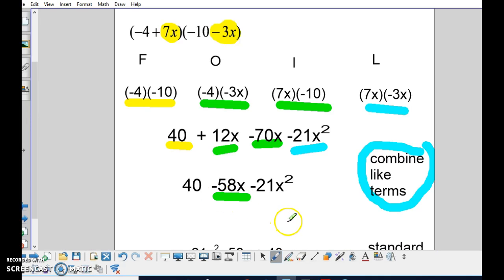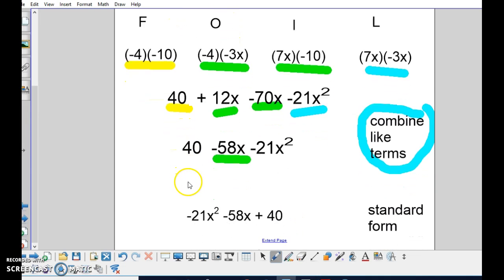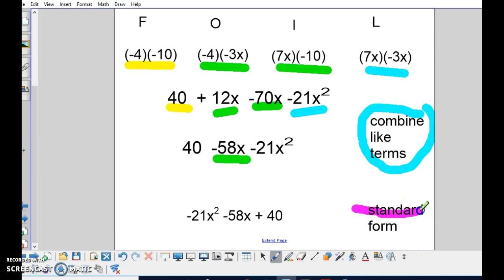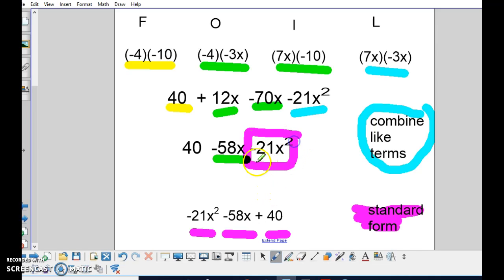So now I have a trinomial. I have 3 terms now. And last but not least, what did I do? I put this in standard form. Standard form is the variable with the highest power goes first, and then we go descending. I want you to remember that this negative sign goes with the 21. So it's -21x squared, the -58x, and the +40. Okay? So if you need to pause or rewind and go back and get this, please go ahead.